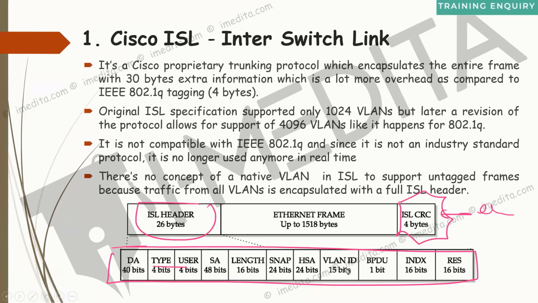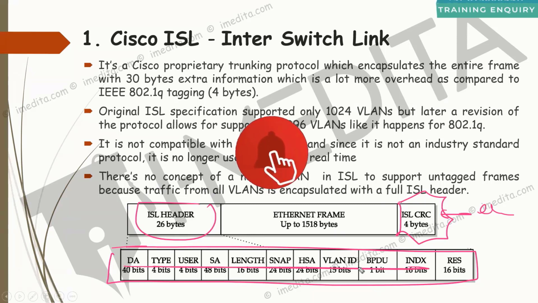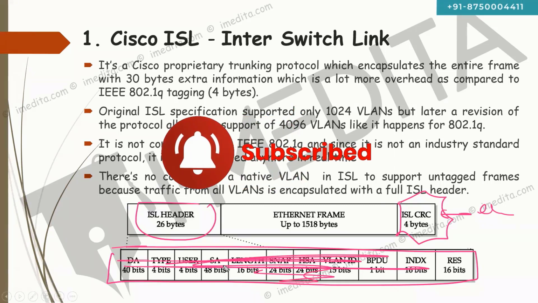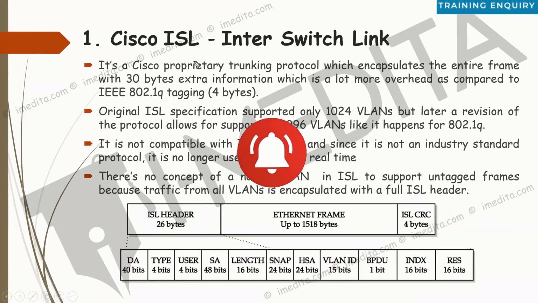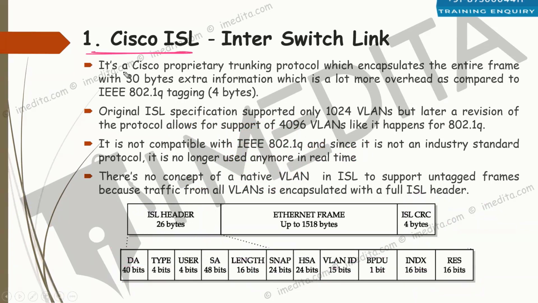In the header, it will add these fields. No need to worry about it. No one uses ISL now. ISL, inter-switch link, was a Cisco proprietary protocol to perform trunk encapsulation. But the problem with ISL was that it adds way too much overhead onto the frame. It adds 30 bytes of extra information, a 26 byte long header and a 4 byte long trailer, on every frame.